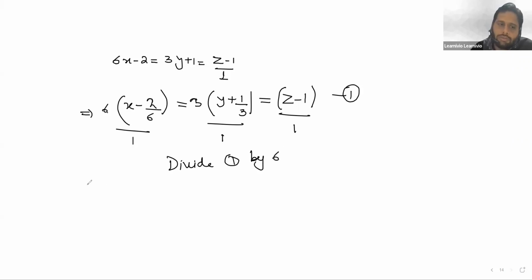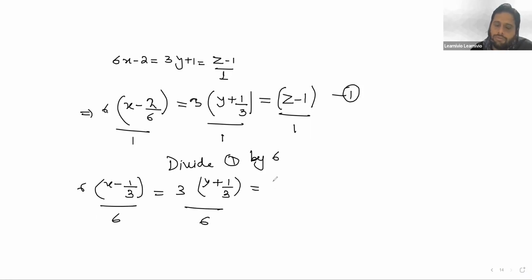So what will you get here? 6 times x minus 1 by 3, by 6, okay, is equal to 3 times y plus 1 by 3, by 6, is equal to z minus 1 by 6. Who has a problem here? Please check here. Now 6 will get cancelled out. This will get cancelled out too. Here you have a 6. So x minus 1 by 3.